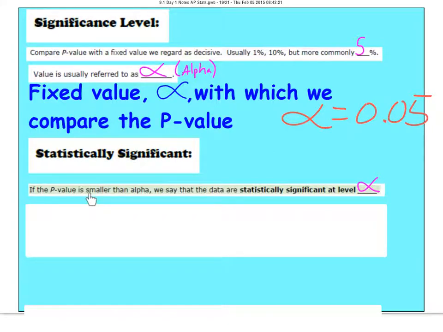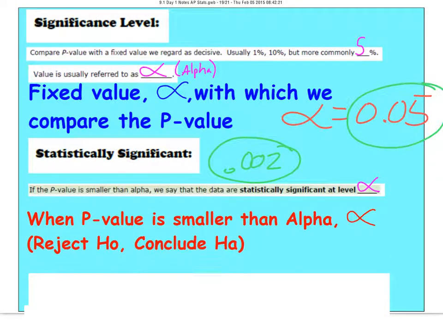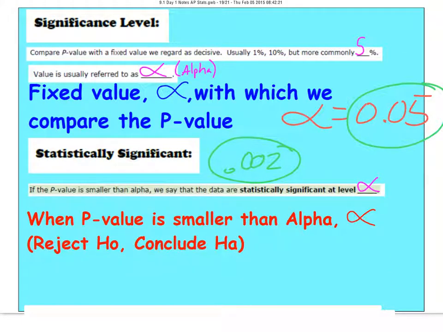All right, what is statistically significant? If the p-value is smaller than alpha, we say that the data are statistically significant. So go back to the p-value when we saw something like 0.002. All we would do is ask, is this p-value smaller than this alpha? If it is, and in this case it is, we would say the results are statistically significant. So when the p-value is smaller than alpha, we reject H sub O and we conclude H sub A. If the p-value that we compute is bigger than alpha, we would fail to reject H sub O, and we cannot conclude H sub A.